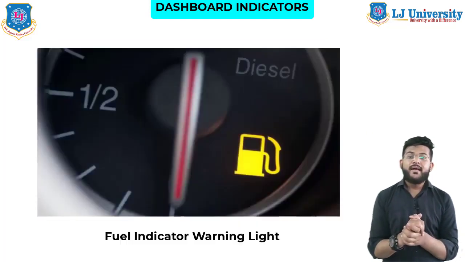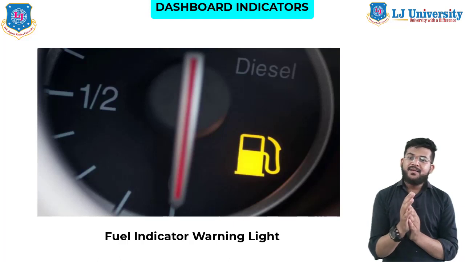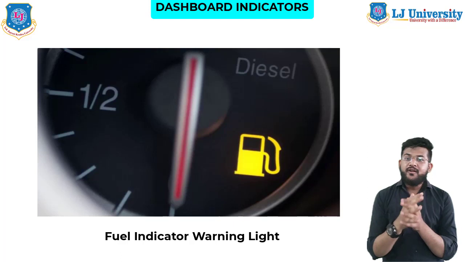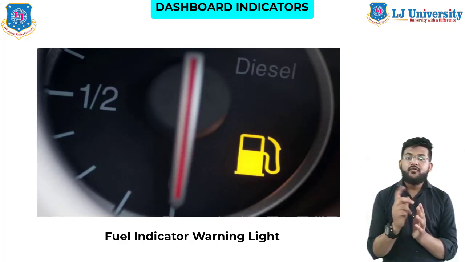Next is the fuel indicator warning light. What does it mean? The fuel indicator is shown by a simple image of a gas pump, in either yellow or amber color. This indicates the amount of fuel left in the vehicle. It is often placed in or around the vehicle's fuel gauge.